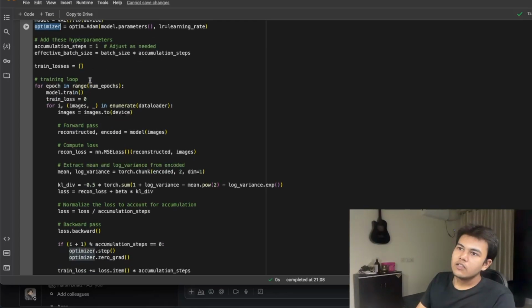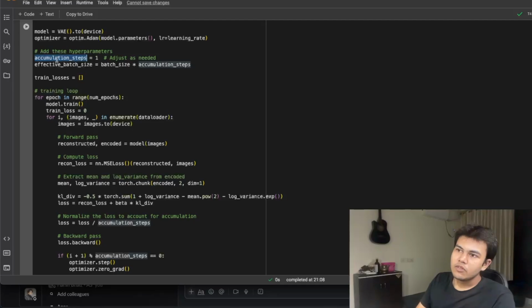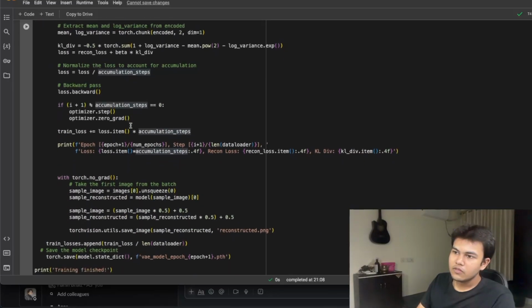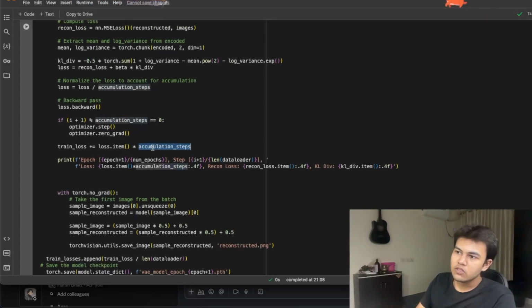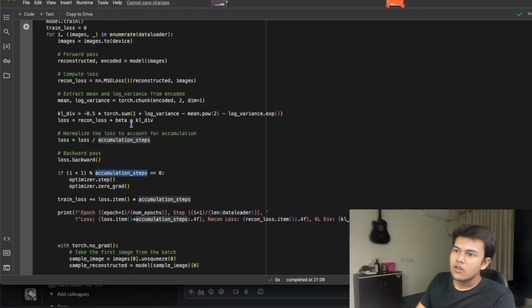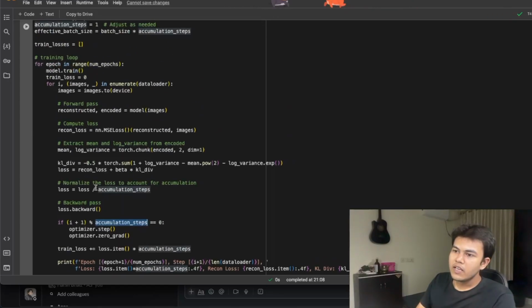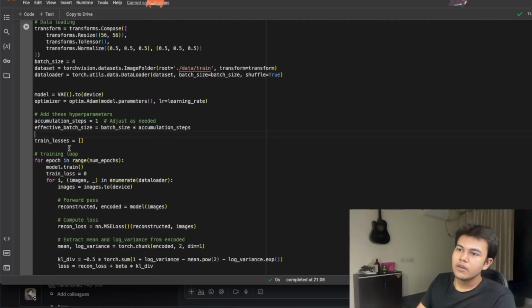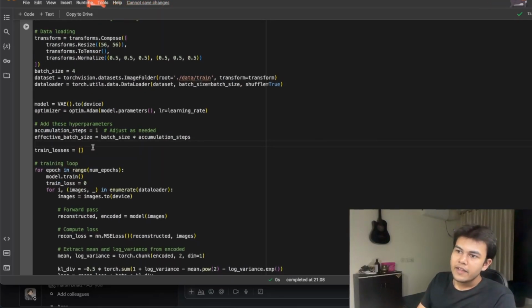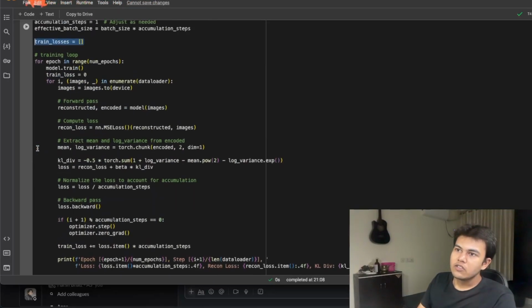Also, we are using accumulation of steps. If you don't know about accumulation of steps, I would recommend reading a little bit about how this works. Accumulation of steps basically normalizes the loss to account for accumulation. And here we are just storing the training losses.